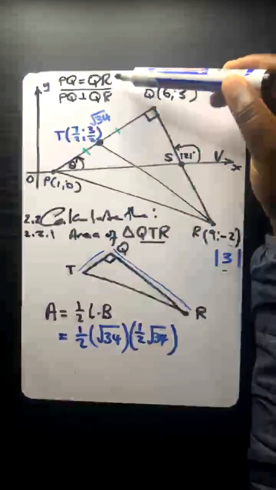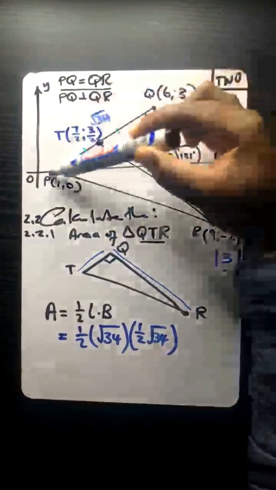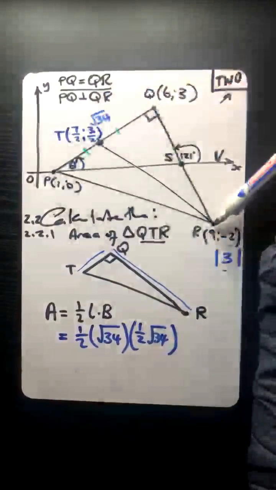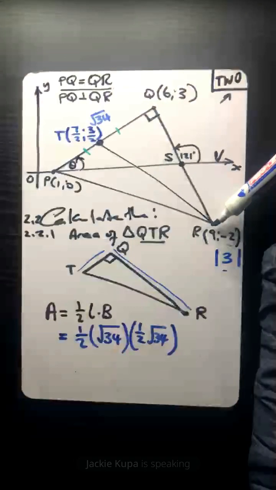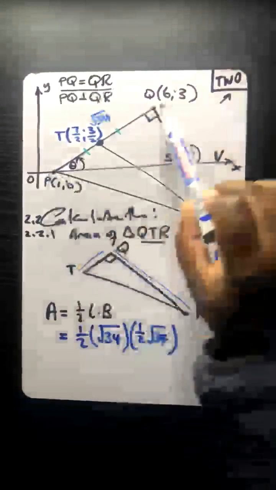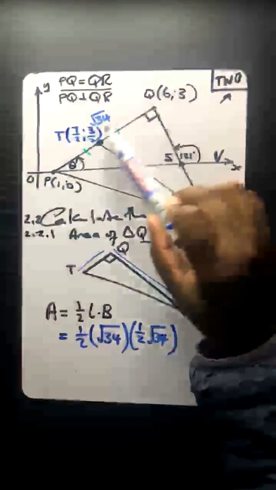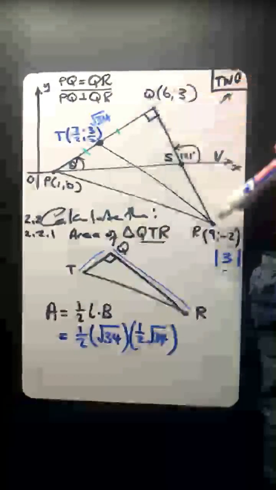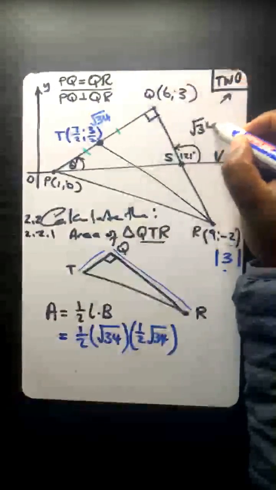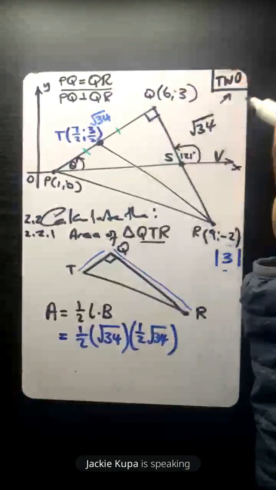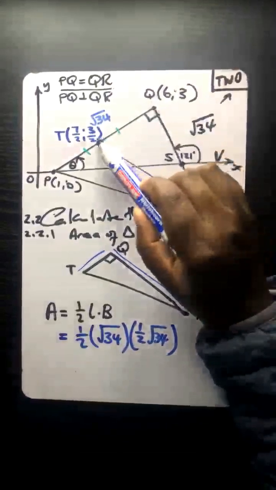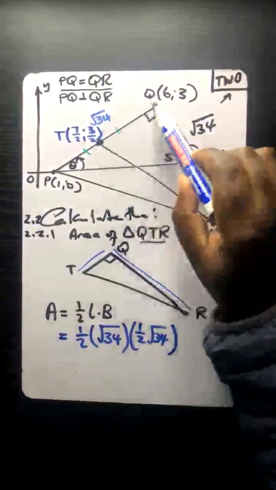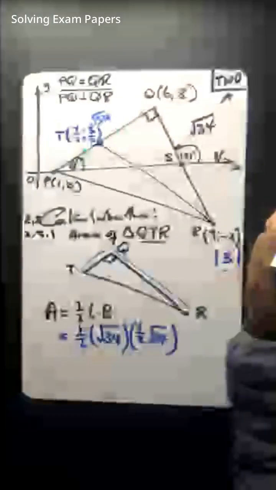You remember they said PQ is equal to QR. Do you still remember this one? Yes, so we calculated the length or distance of PQ and we found it to be square root of 34. So that means also this one is square root of 34. Do you agree with that one? Yes, sir. From there to there, it's half of that total distance. That's where that half is coming from.